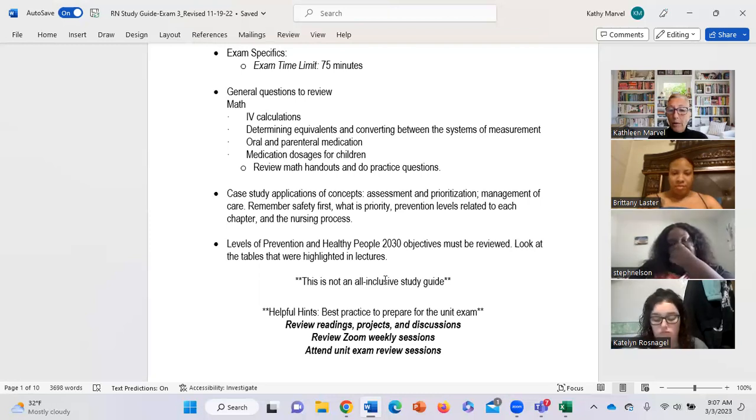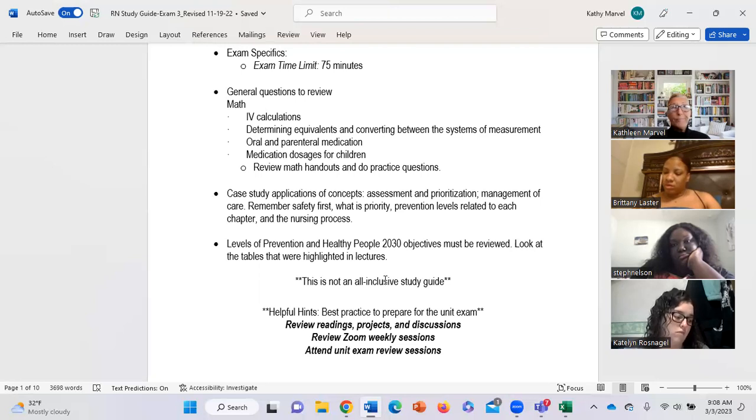Definitely know your prevention levels, your primary, secondary, tertiary. You should have a good handle on those by now. I would encourage you, if you're struggling with prevention levels, go back to the chapters that are covered on this exam, find the little box of primary, secondary, tertiary for each chapter, because it lays out examples of primary, secondary, and tertiary for whatever topic's being covered.